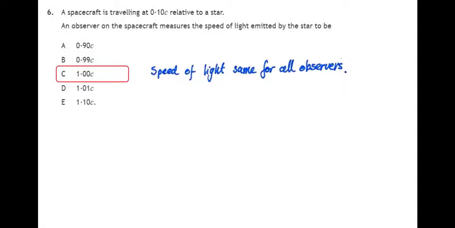Number 6. A spacecraft is traveling at 0.1 c relative to a star. An observer on the spacecraft measures the speed of light emitted by the star to be... A little bit of a trick here, because what we need to remember is that the speed of light is the same for all observers, regardless how quickly they are moving relative to the source. Therefore, the answer is C, 1 times the speed of light.